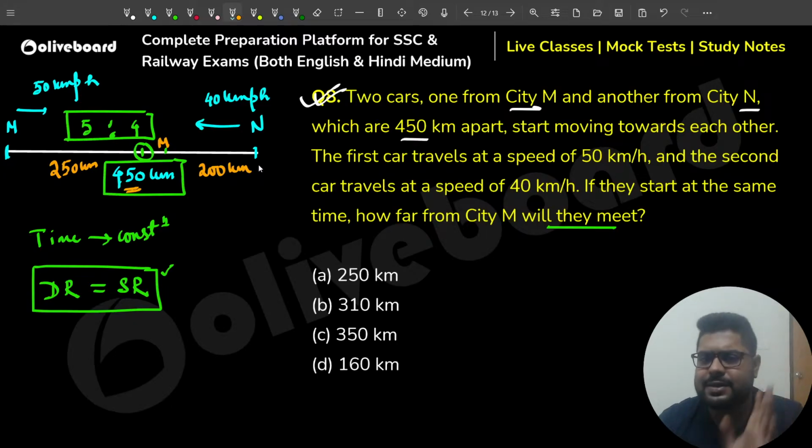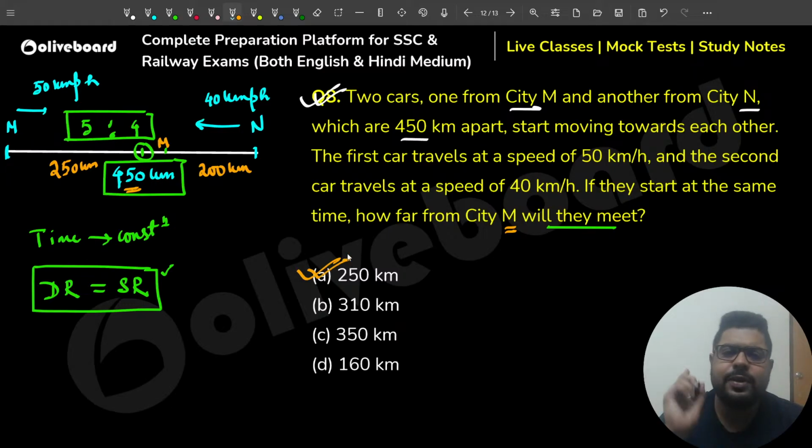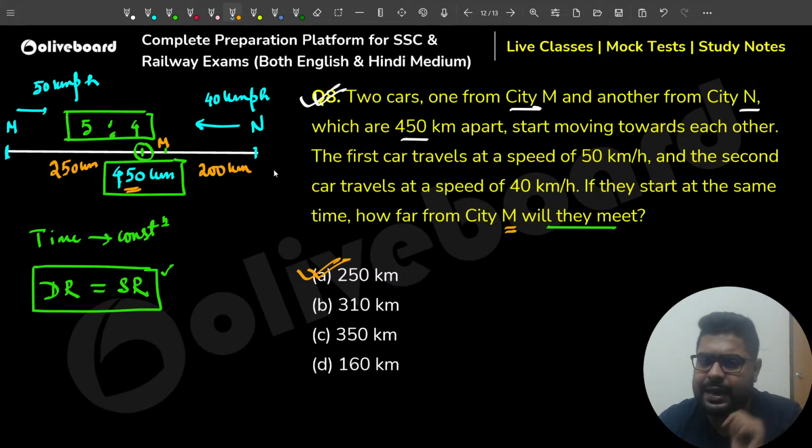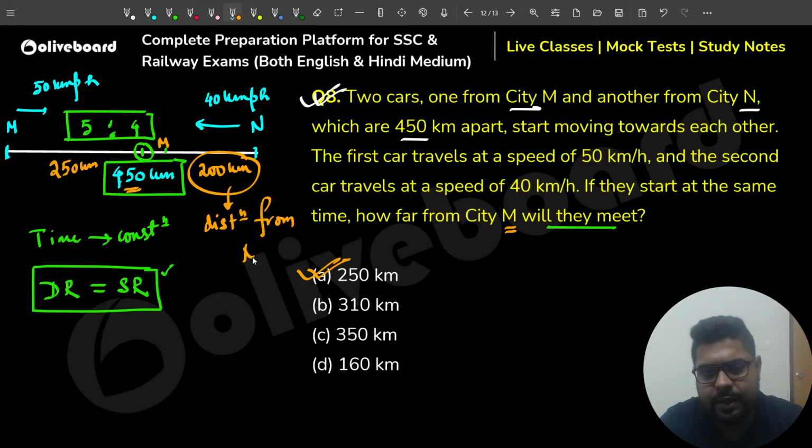Now, in this question they are asking how far from city M. So my answer will, without a shadow of a doubt, be 250. But if they had asked how much distance from city N, then my answer would have been 200 kilometers. So please keep that in mind. Both work just fine. So this is the ratio technique of solving.